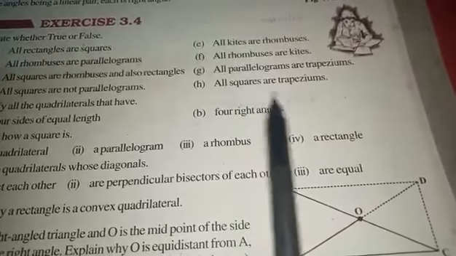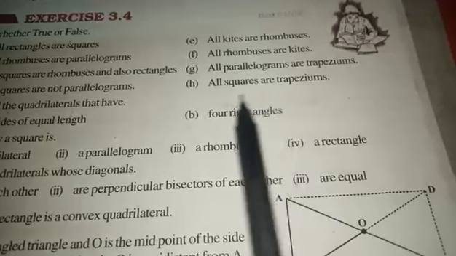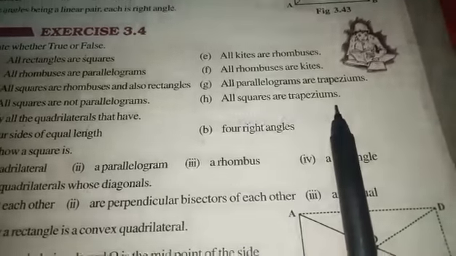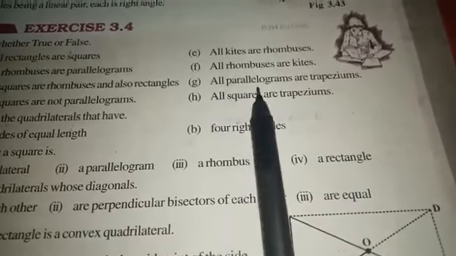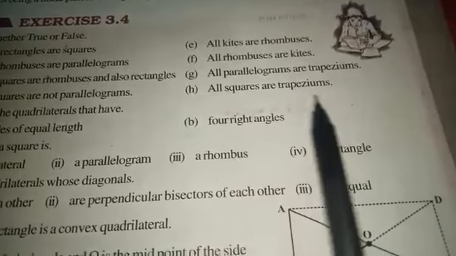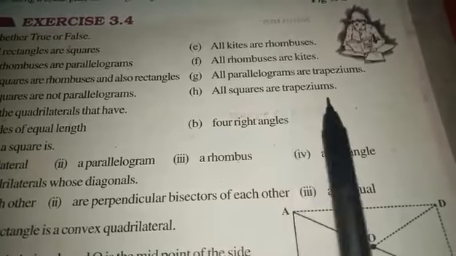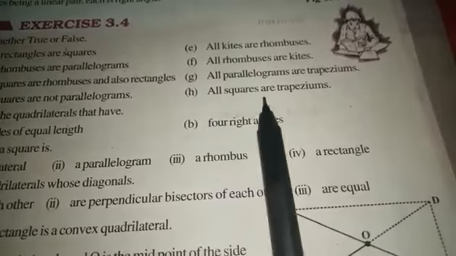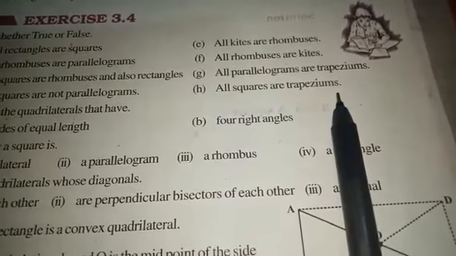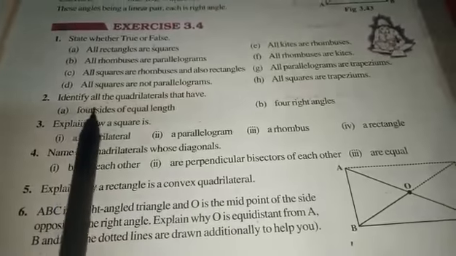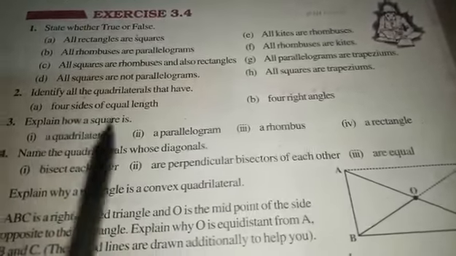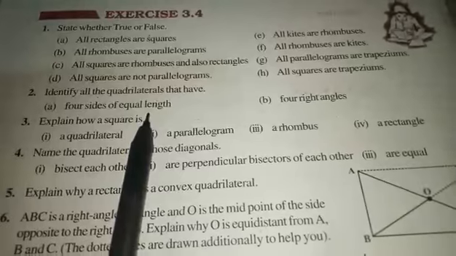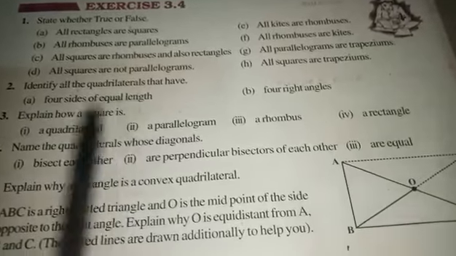So this statement will be true. And H, all squares are trapezium. Think. We know that all sides of a square are parallel and equal, but in a trapezium only one pair of opposite sides is parallel, so squares will be trapezium. This statement is also true. Now you see question number 2. Identify all the quadrilaterals that have 4 sides of equal length. In which quadrilateral are all sides equal?